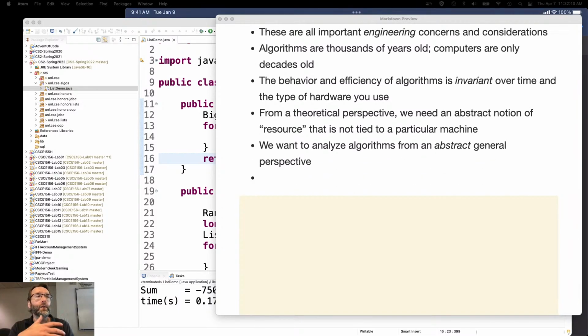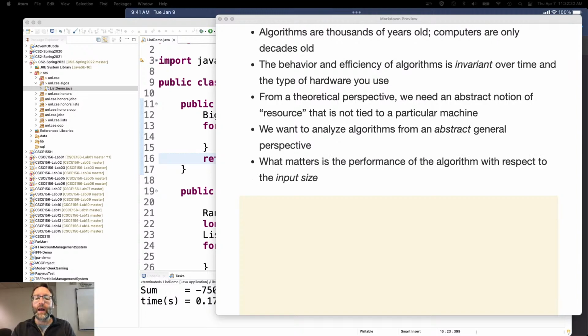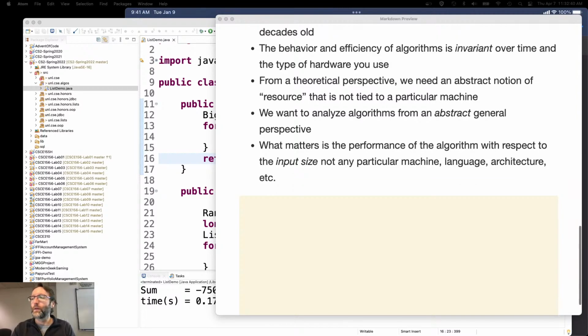The same algorithm that Euclid developed 2,000 years ago is the same algorithm that we use today. It takes the same number of steps. It's just that those individual steps are a lot faster, right? What matters is the performance of the algorithm with respect to the input size, not any particular machine, language, architecture, etc.